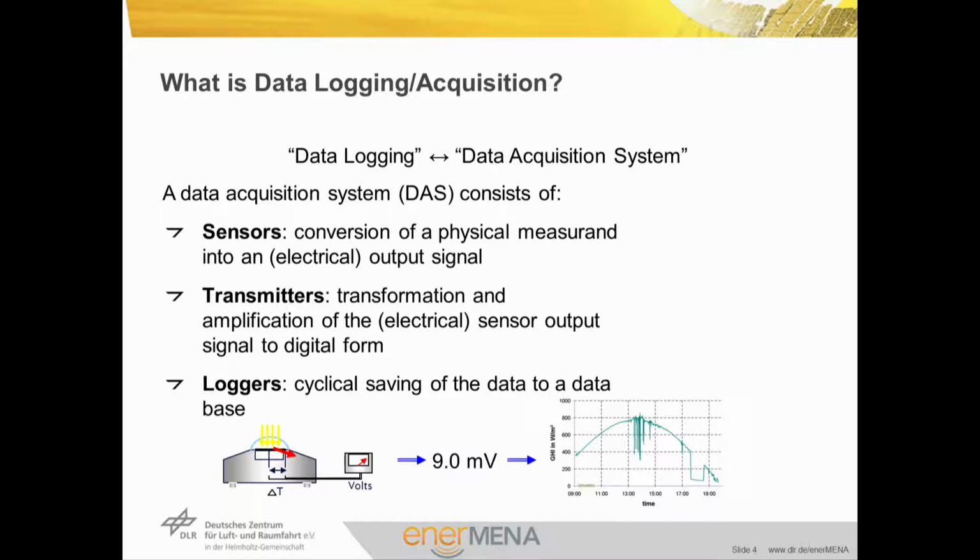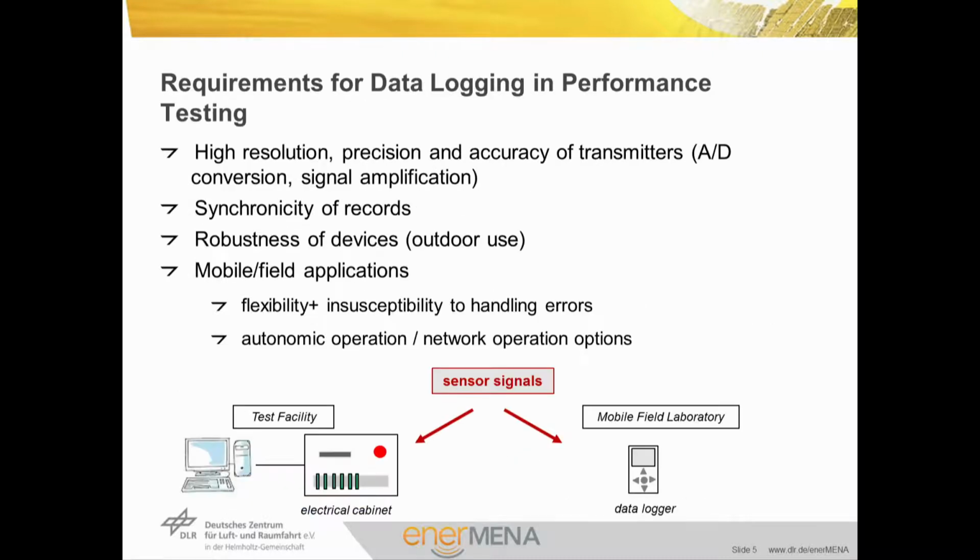Transmitters perform the task of transforming electrical sensor output signals, thus conversion to 4 to 20 mA signals, analog to digital conversion, as well as signal amplification. In test facilities or test benches, this is typically performed by measurement boards. The resulting digital signals are then saved to a database by the logger or a corresponding function of the control software of the test facility. Devices called data loggers mostly combine the functions of transmitting and logging, and sensors complete the data acquisition system.